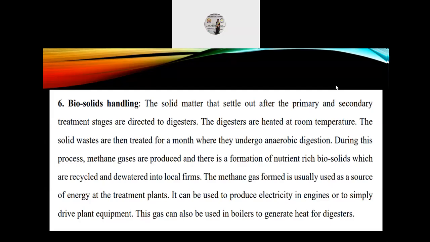Next, biosolids handling. The solid matter that settles out after the primary and secondary treatment stages are directed to digesters. The digesters are heated at room temperature. So the solid waste are then treated for a month where they undergo anaerobic digestion. During this process, methane gas is produced and there is a formation of nutrient-rich biosolids which are recycled and dewatered for use in the local farms. The methane gas formed is usually used as a source of energy at the treatment plants. It can be used to produce electricity in engines or to simply drive plant equipment. This gas can also be used in boilers to generate the heat for digesters.